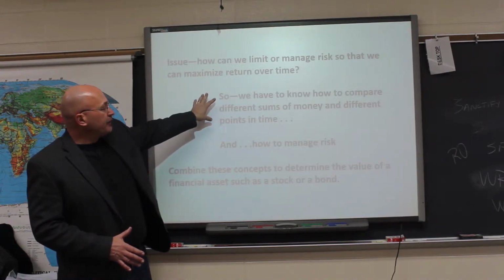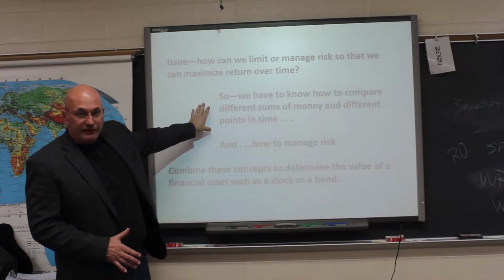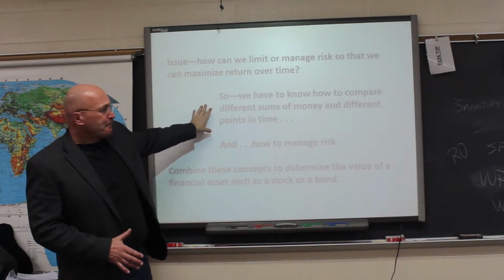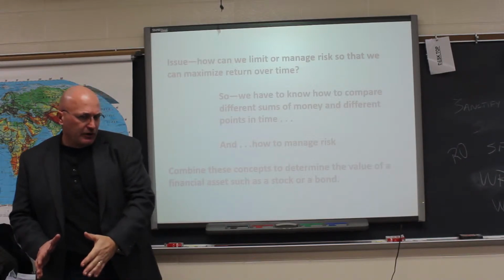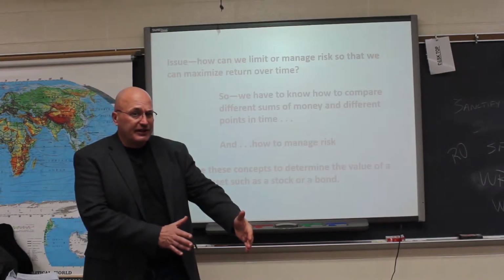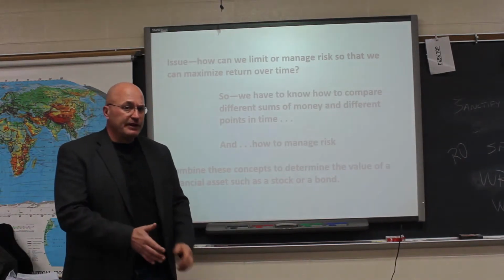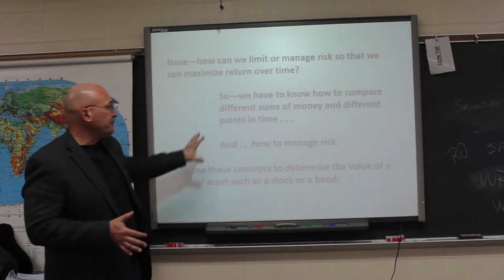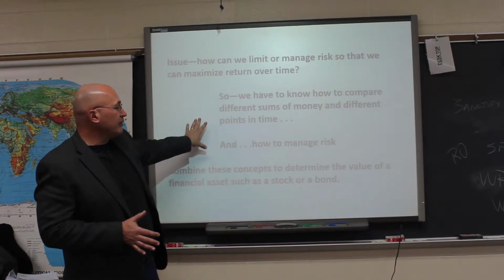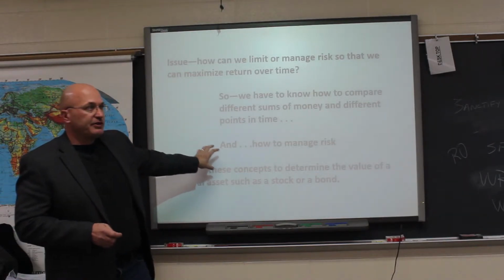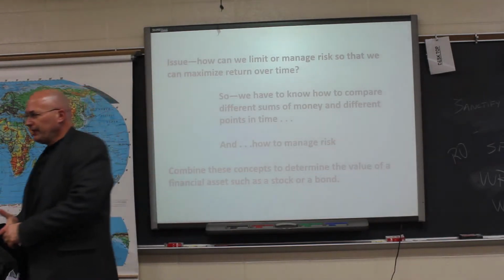How do we compare sums of money at different points in time? We have to be able to do that, because $1 now is not the same as $1 10 years in the future. We've seen that already, the impact of inflation. How do we calculate values of money going forward and back, and how do we manage risk? That's what chapter 27 is all about.